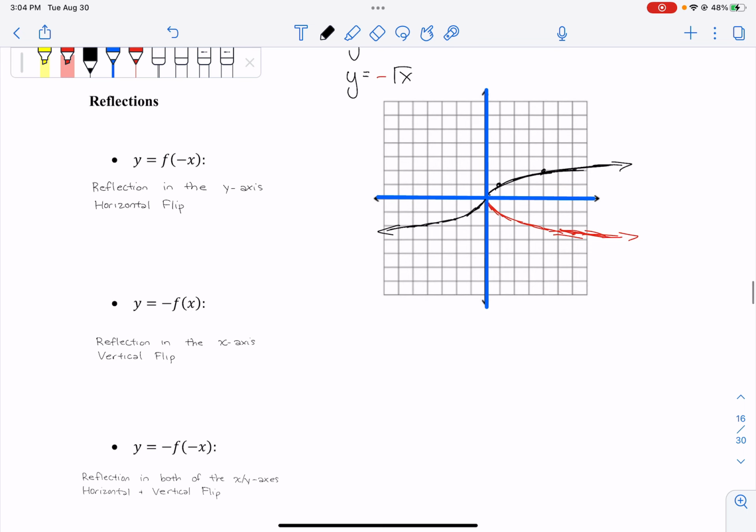So that's the idea of a reflection. Depending on where the negative is, either inside your function or outside of the function, it changes the landscape of most things.